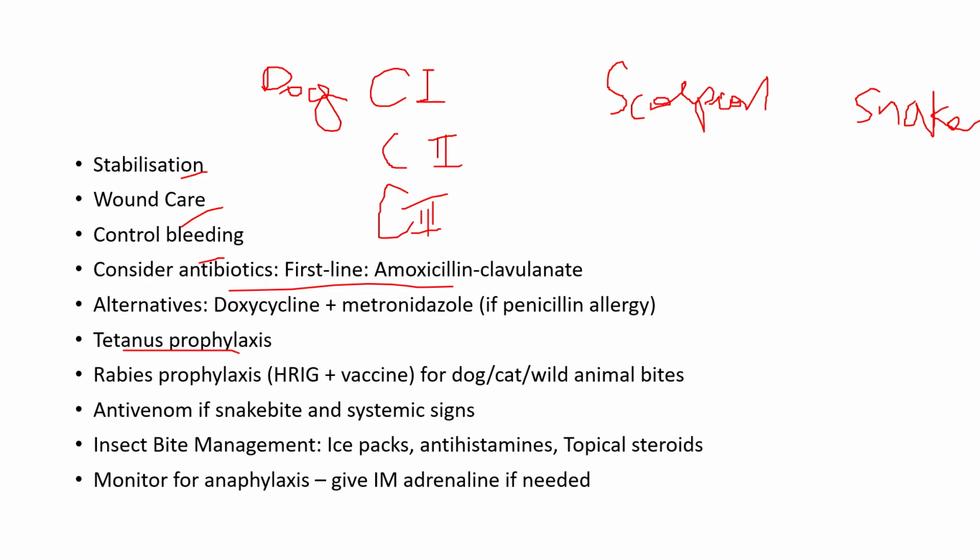Tetanus prophylaxis is usually given. If they have already been vaccinated, you give a booster dose. If there is no history of vaccination prior, you have to give a full course of tetanus prophylaxis. Rabies prophylaxis, it's the immunoglobulin along with the vaccine for category 3 wound. For category 2, you only give the vaccine. Anti-venom if snake bite and there is systemic signs.